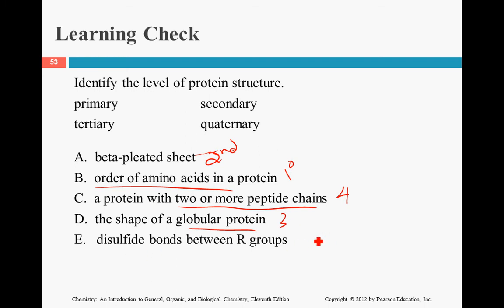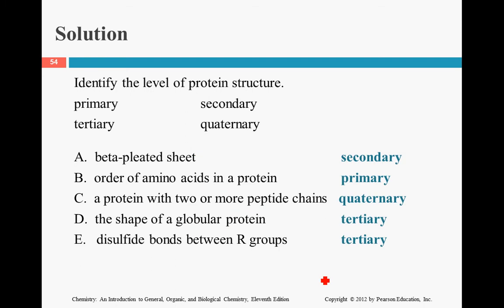Disulfide bonds between R groups, that could be tertiary, and it could also be quaternary, because remember, they said that it's the exact same interactions. They said just tertiary, but I'm going to argue that it's both tertiary and quaternary for the reason I just stated.